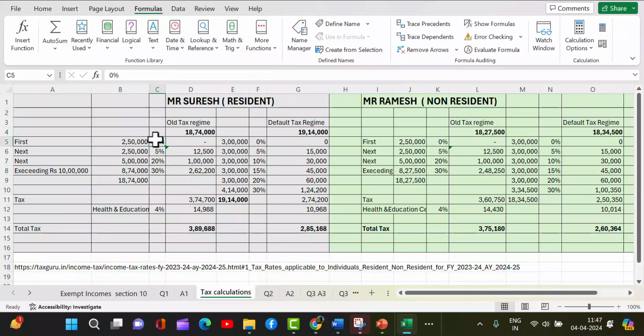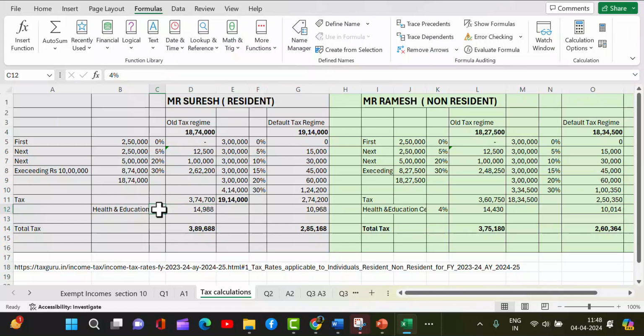So up to 2,50,000, zero tax. Above 2,50,000, you have to pay 5%. Between 2,50,000 and 5 lakhs, for the next 5 lakhs, you have to pay 20%. And then exceeding 10 lakhs, you have to pay 30%. Okay. So that means your tax will be 2,62,000. Then you just total it. So your tax comes to 3,74,000.